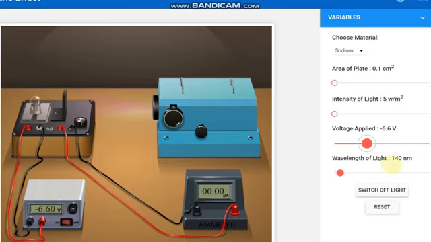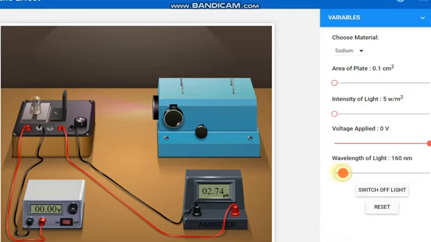Then you have to write the second observation, that is lambda 2 equals 140 nanometers. The stopping potential is equal to minus 6.60 volts. This is another wavelength. And before changing to the next wavelength, you go to 0 potential and then increase the wavelength to 160 nanometers.